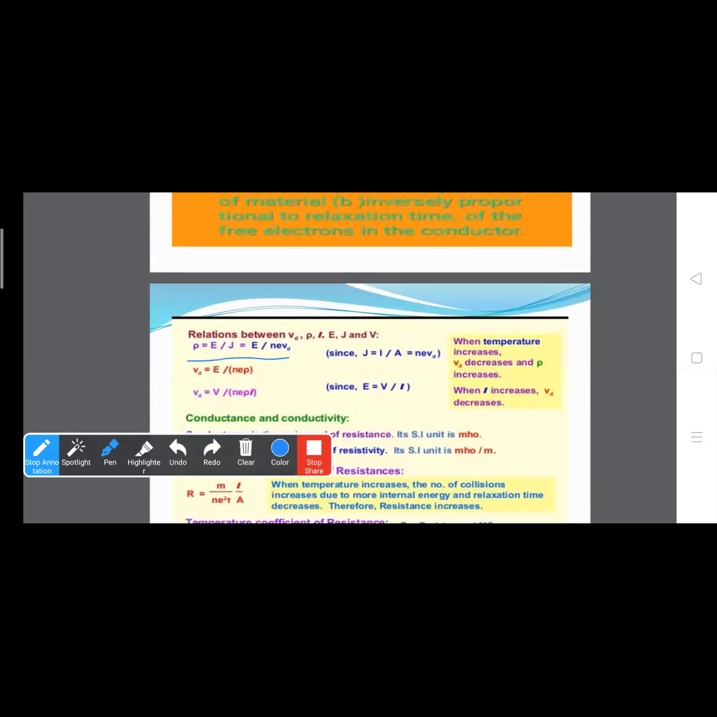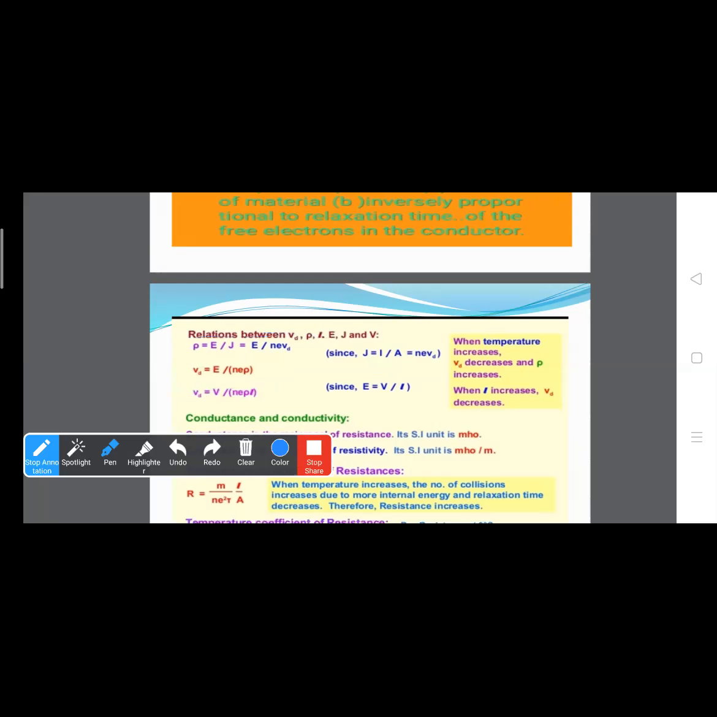Now put the value of J. We already discussed drift velocity and current density. Current density J equals n e vd. So now put the value of current density in this equation. We find rho equals E upon n e vd. Clear? All formulas are written here. So now vd equals E upon n e rho. From this equation, we got vd equals E upon n e rho.